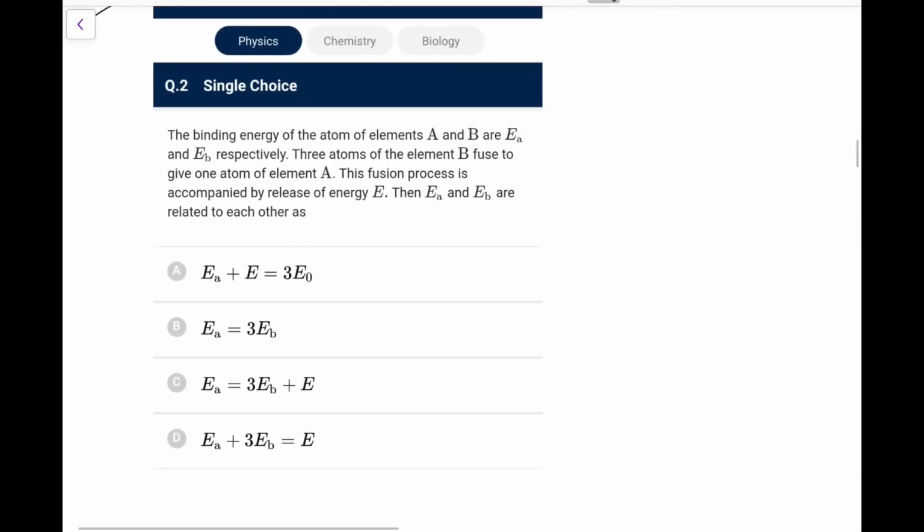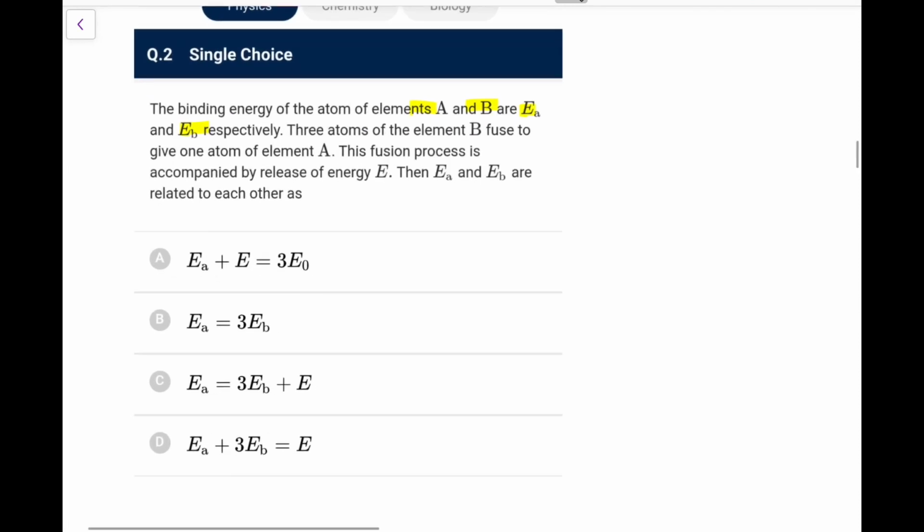Next one. Binding energy of the atom of elements A and B are EA and EB respectively. 3 atoms of B fuse to give 1 atom of A. This fusion process is accompanied with the release of energy E, then EA and EB are. So what do you have? 3B gives A plus energy, the energy is E. That means the final one is stable, so it has more binding energy.